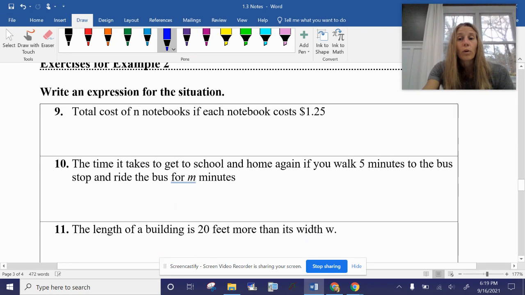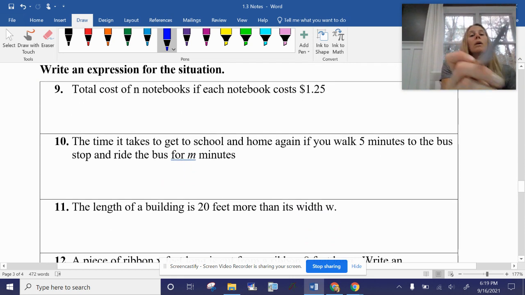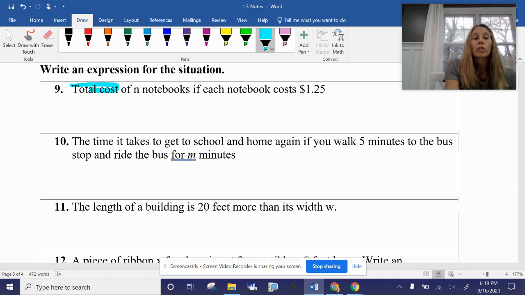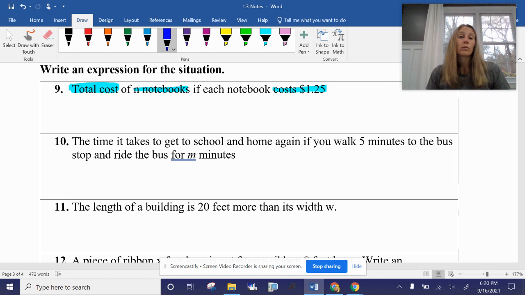So if we take a look at some more of these types of examples, if we're looking at number 9, the total cost, I want to find an expression to represent the total cost of n notebooks if each one costs $125. So if you go to the store and there's a stack of notebooks, let's say you're at Target or wherever you go shopping for your school supplies, and you're like, oh, I need 5 notebooks, right? Well, each one's $125. So how would you figure out what you're going to need to pay for these notebooks?